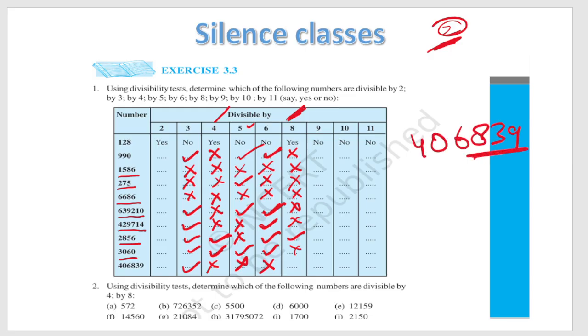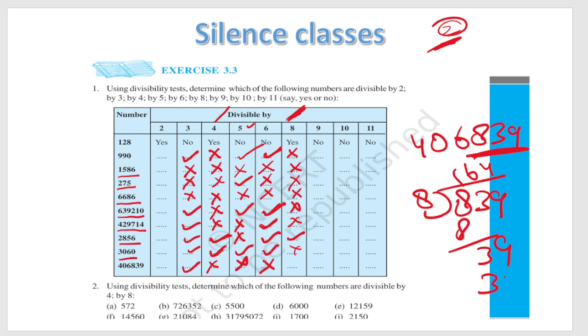406839. Let's take the last 3 digits of the number, 839. 8 ones are 8, 8 threes are 24, and 8 fives are 40. 32. It's not divisible. This means this number is not divisible by 8.